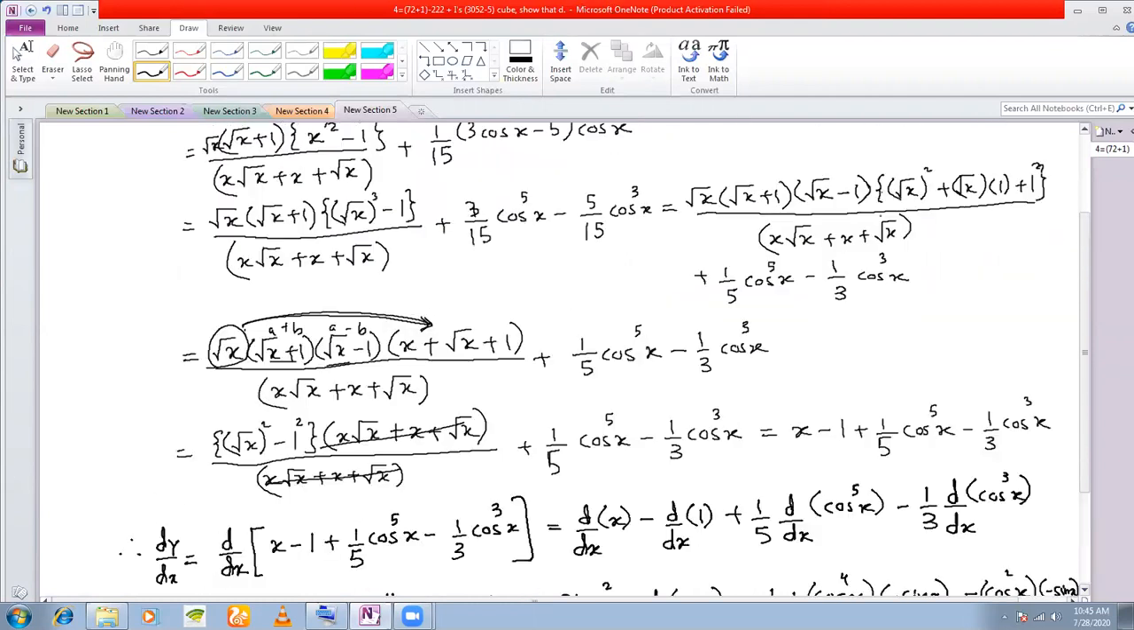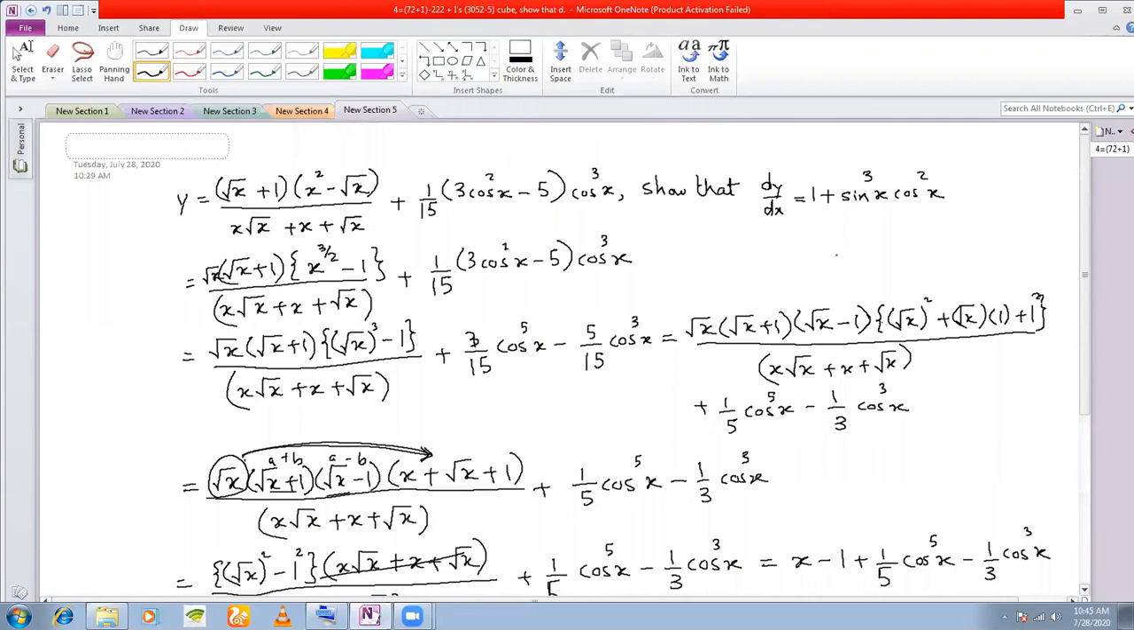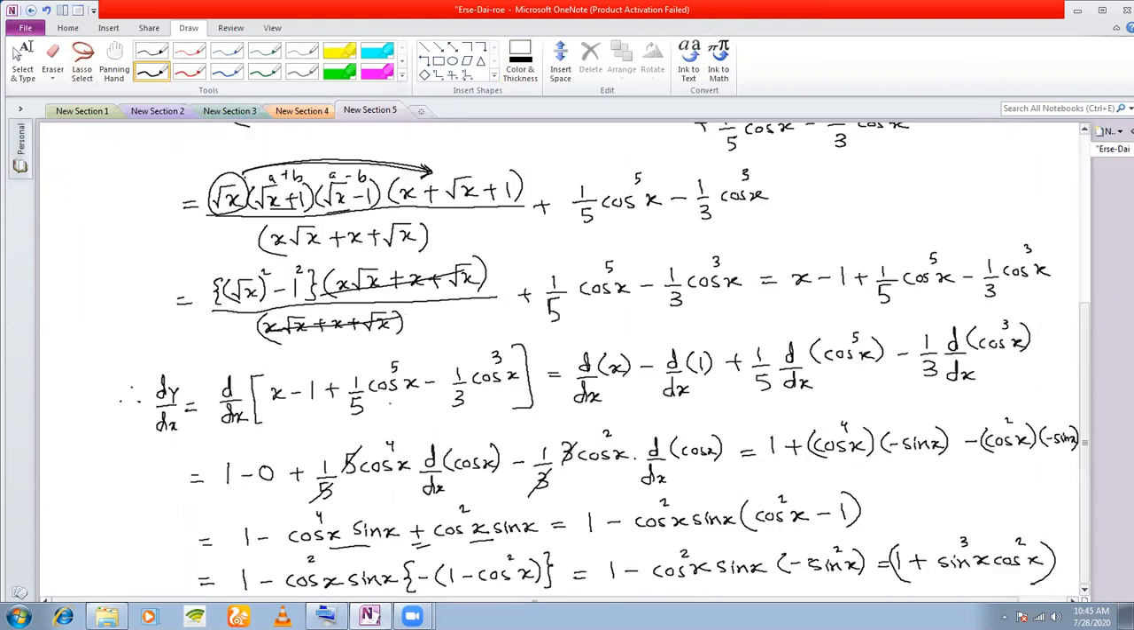Have we got the answer? 1 plus dy dx is equal to dy dx is equal to plus sin cube x cos square x. Yes, we got dy dx is equal to this. Yes, we have got it here.